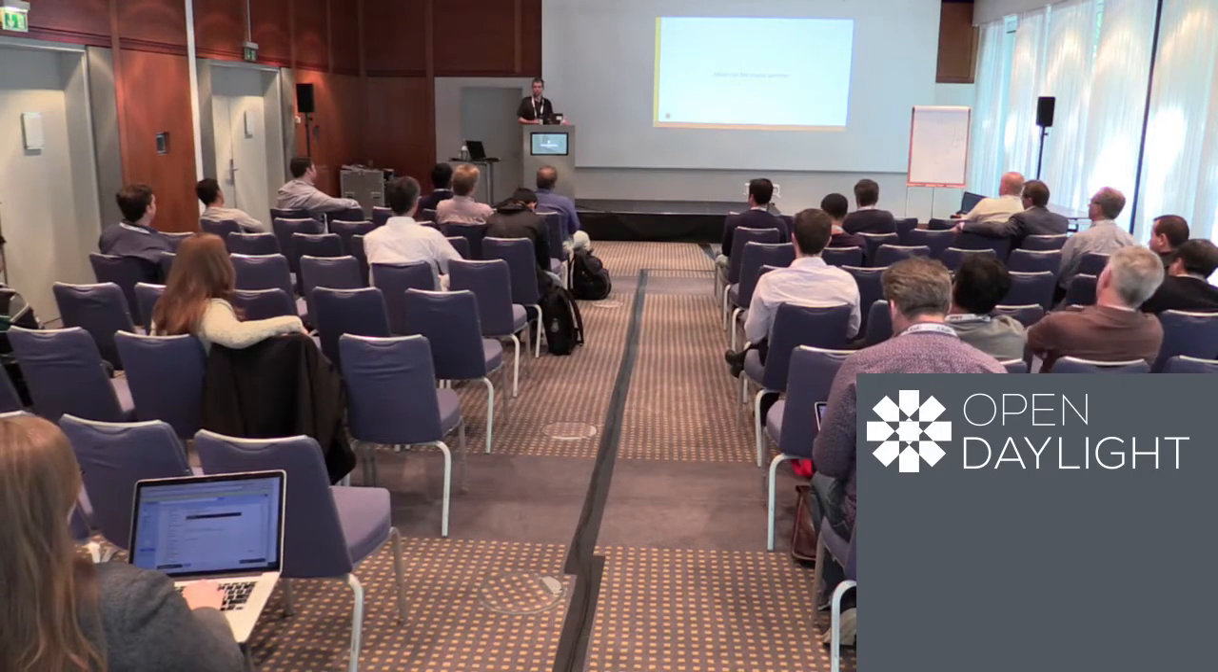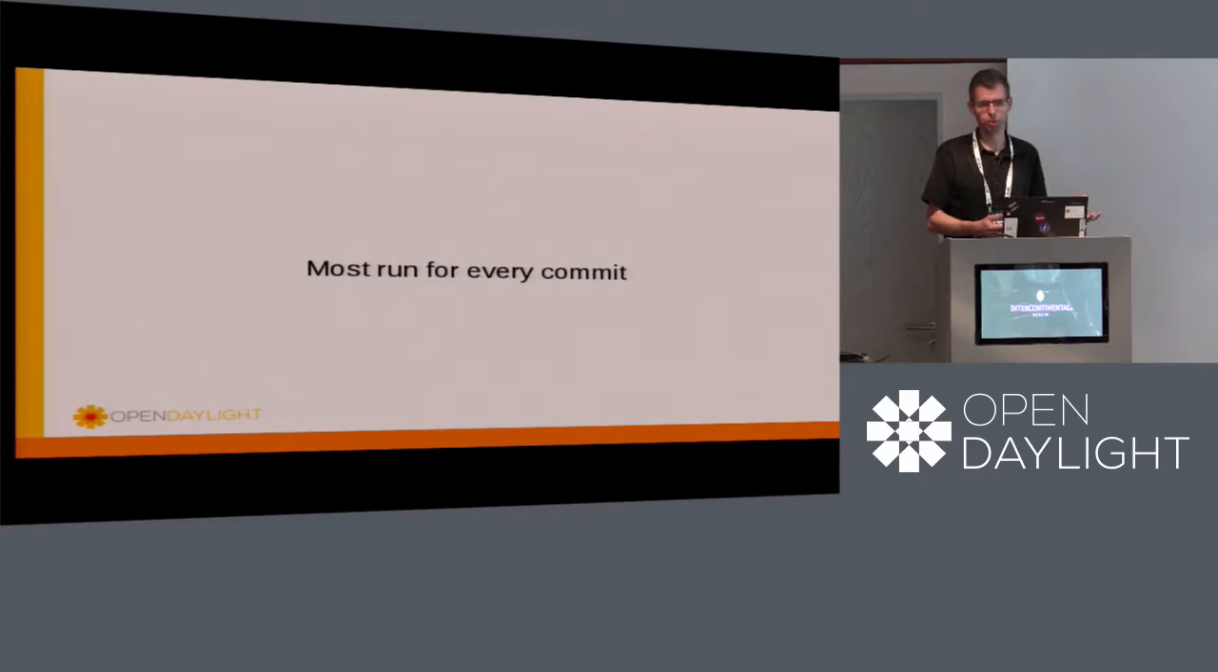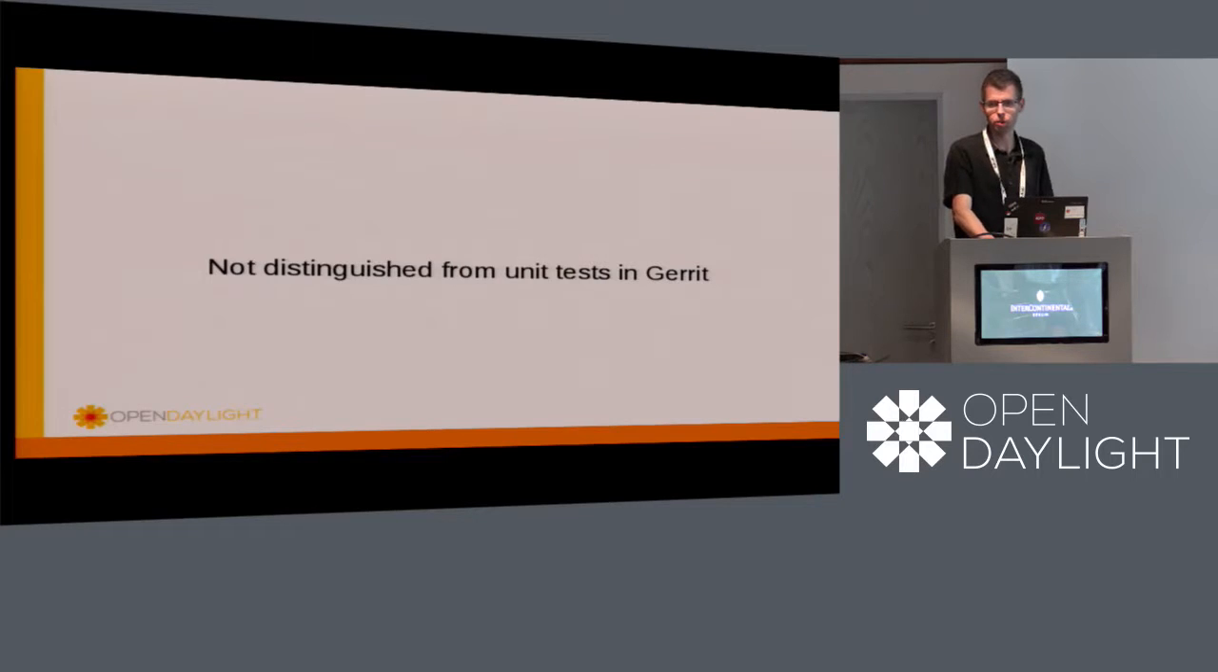Same as unit tests, most integration tests, so all the fully automated ones, are run for every single commit, which means you can't really have complex integration tests at this level that take a long time to run. Most of them are required to pass before merge, and they're not distinguished from unit tests in Gerrit. They contribute to the verified +1 I showed you earlier. If a unit test fails or an integration test fails, it counts the same.